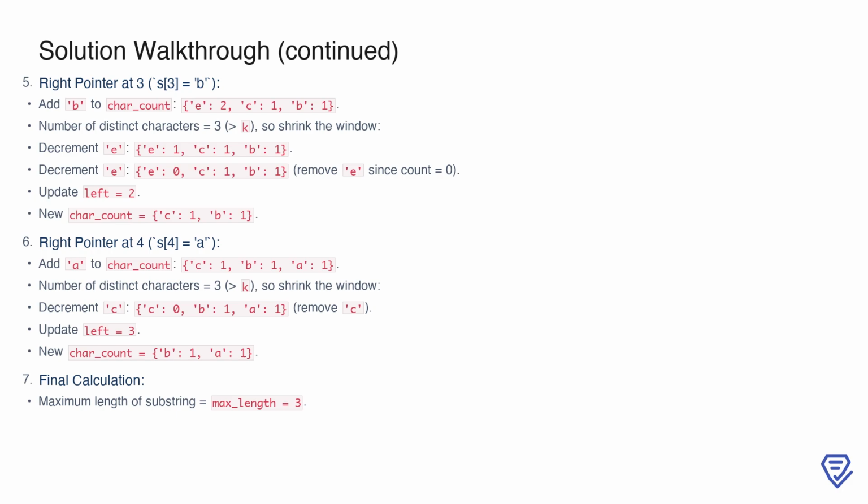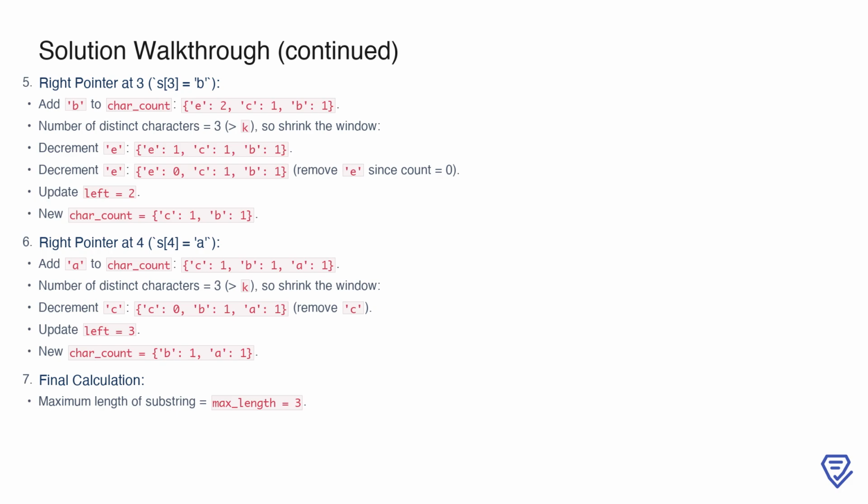3. Now, when the right pointer moves to position 3, the character is b. We add b to the dictionary, resulting in char_count being e2 c1 b1. The number of distinct characters has now increased to 3, which exceeds k. To fix this, we need to shrink the window by incrementing the left pointer. First, we decrement the count of e in the dictionary, making it e1 c1 b1. Since e still has a non-zero count, we decrement it again, removing e entirely, so char_count becomes c1 b1. We then update left to 2.